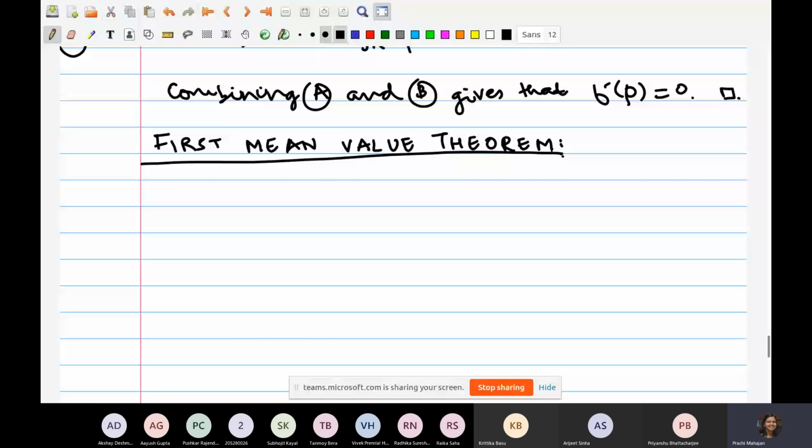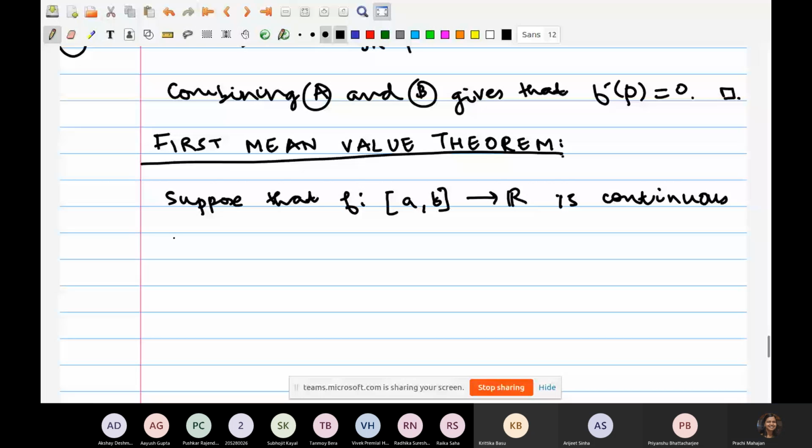Having understood this, let's go on to the first mean value theorem. So what does it say? Suppose that f is defined and continuous on the closed interval a b, and differentiable on the open interval a b.